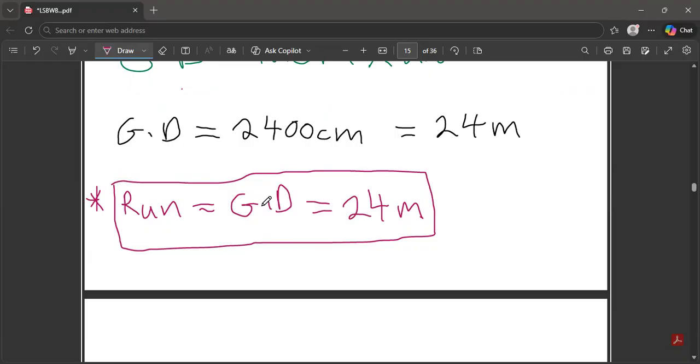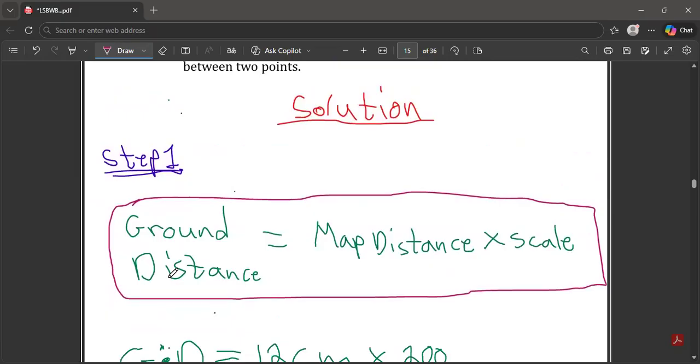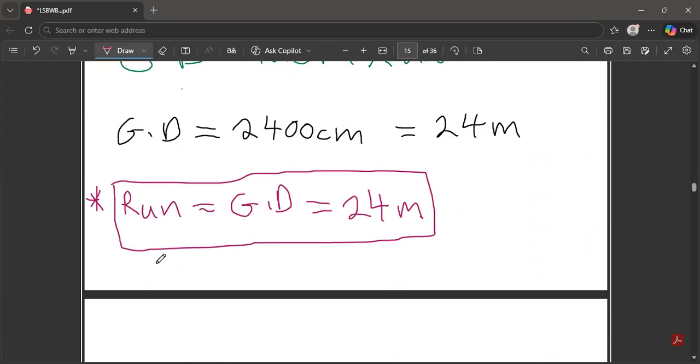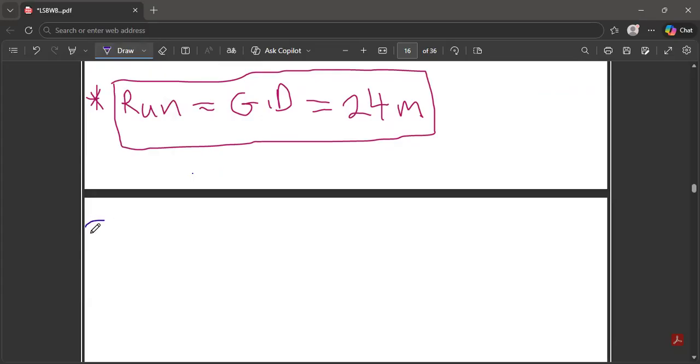So in our step two, we have to calculate for the rise also. All this calculation you have been doing is for the run, the ground distance, run, ground distance. So in our step two, we are going to be calculating for the rise. This is our step two.